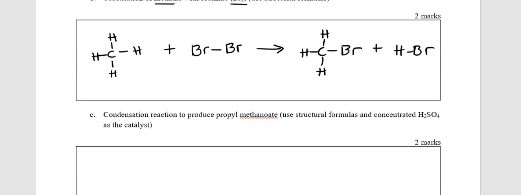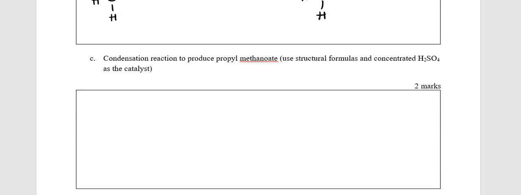The next question is condensation reaction to produce propylmethanoate. Use structural formulas and concentrated sulfuric acid as the catalyst. So this is an ester, because it has the suffix oate, so propylmethanoate.